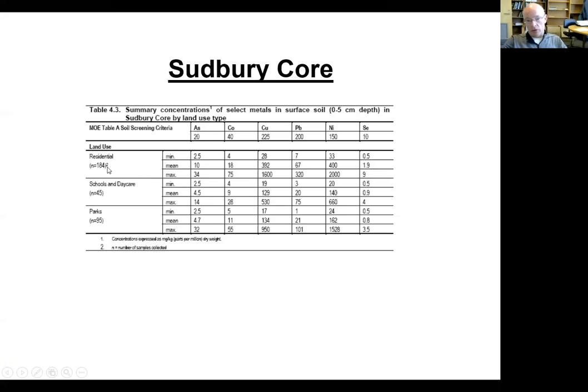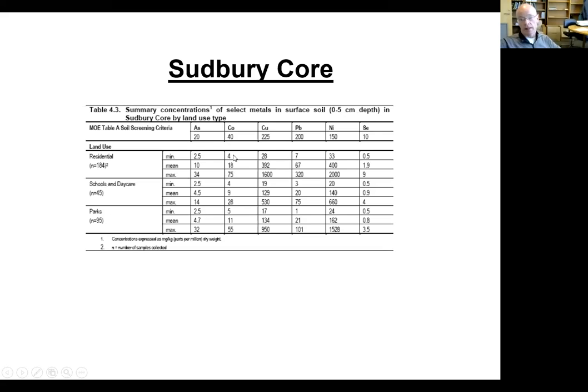And they had sites, and so remember I talked about criteria depending on use, so area. So we've got residential, we've got schools, daycares, we've got parks, and then we've got a number of samples, 184, 45, 95. So these were all surface soil samples taken 0 to 5 centimeters. And if you just look at the mean value, in the residential areas in the Sudbury core, the average was 10, the guideline is 20, but some values did exceed the guideline.